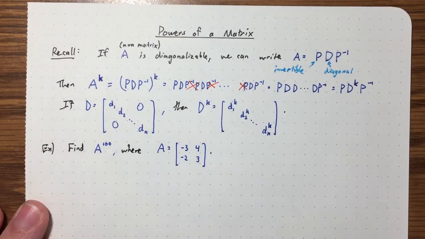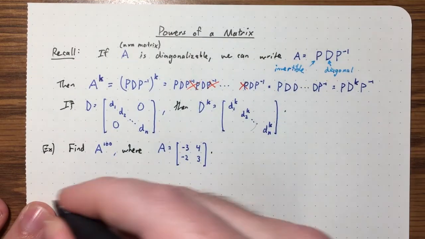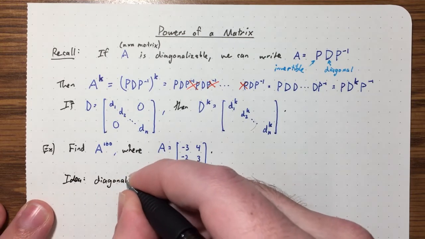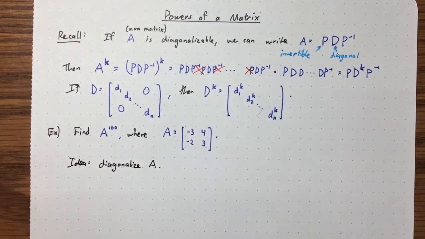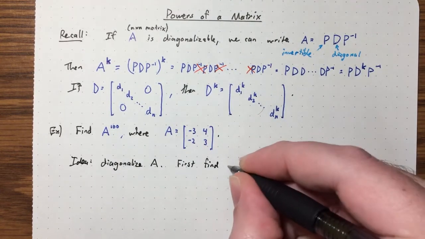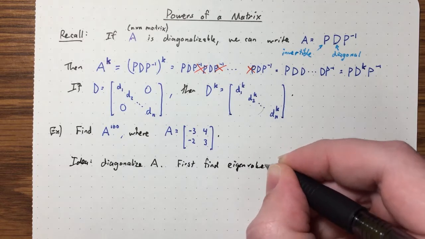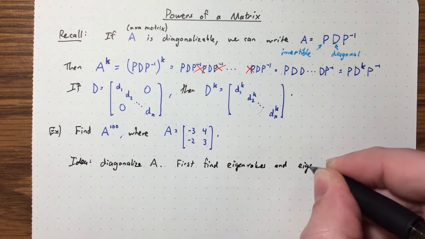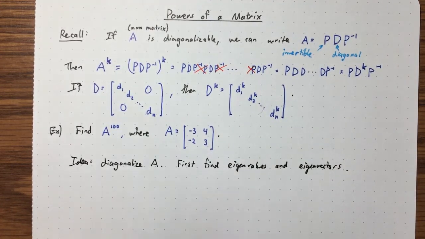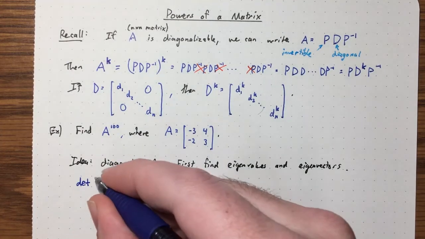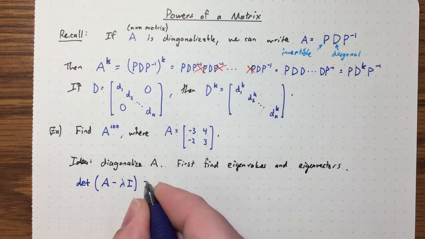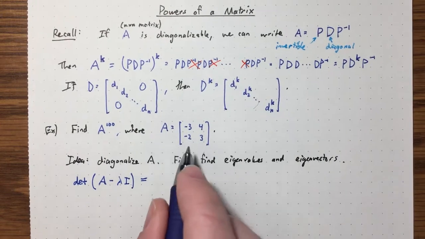Well, the idea is to diagonalize, so we're going to try to diagonalize A. How do we do that? We first have to find the eigenvalues and eigenvectors. As we always do, we look at the determinant of A minus lambda I, and we set that equal to 0. That's going to tell us what our eigenvalues are.